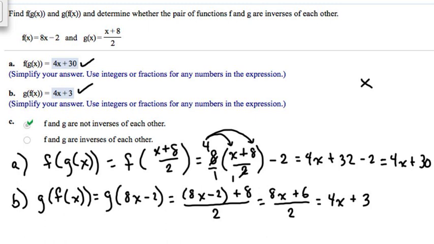However, we got 4x plus 30, and we got 4x plus 3. So since we did not get just a plain old x by itself, the functions are not inverses of one another. And that's the solution to that problem.